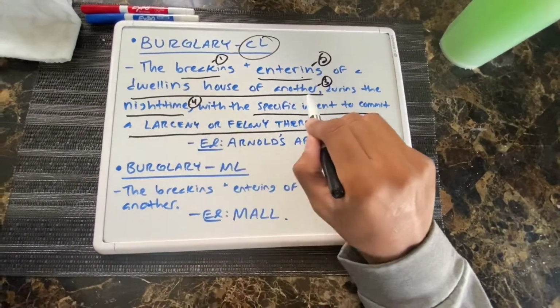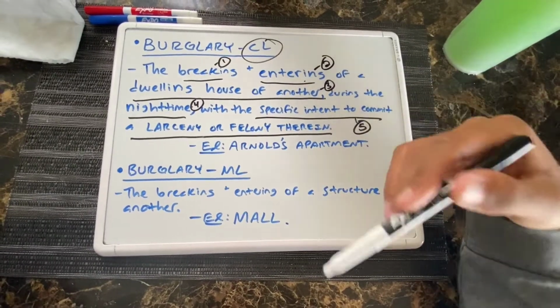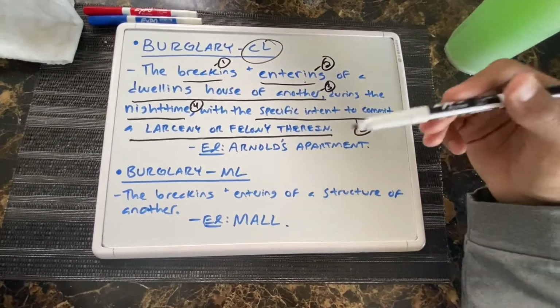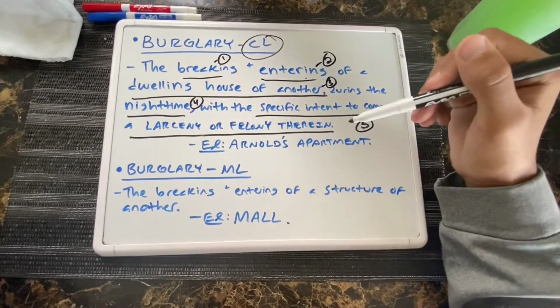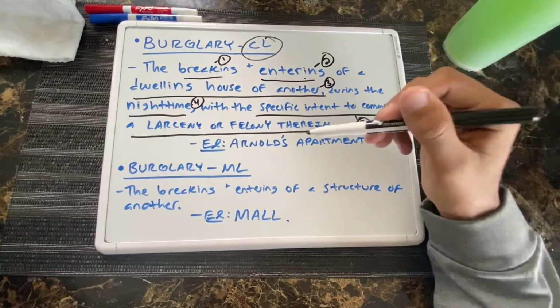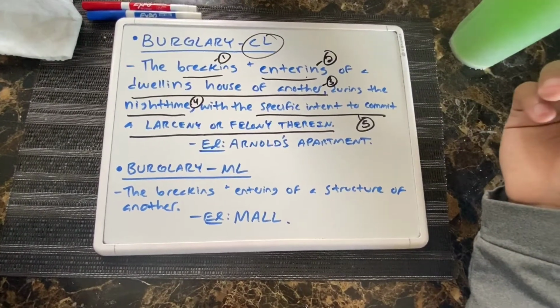A dwelling house of another, very straightforward, right? Someone else's home, someone else's condo, apartment, their mansion, as long as it is a place where that person dwells in, sleeps in, that is the dwelling house of another. So the defendant must be breaking into someone's actual dwelling.